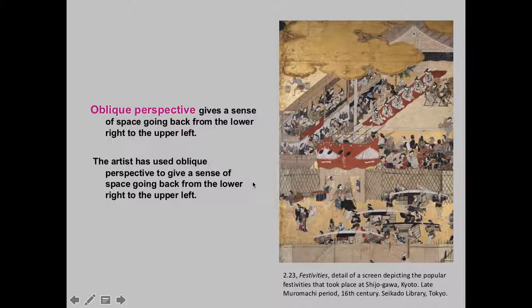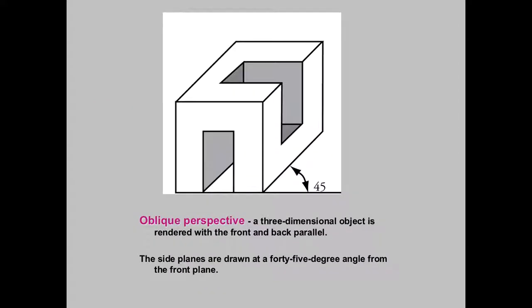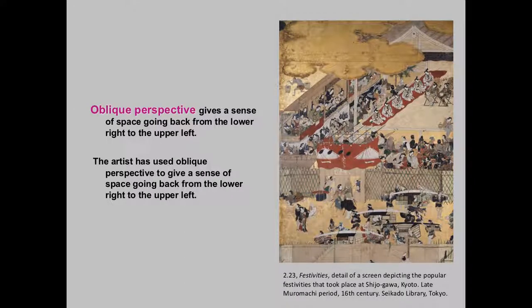All right, so oblique perspective is here, and I'm forgetting. I think oblique is the one for video games. You have this weird thing where you're seeing everything going off into the distance, but you're also seeing all the objects in it. So it gives you a sense of space going back from the lower right to the upper left.